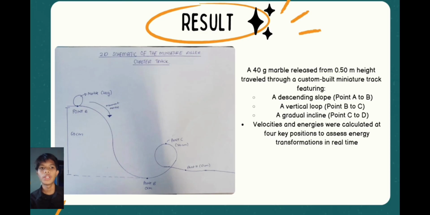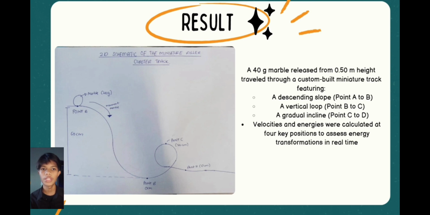Okay, so here is what went down when we actually ran the test. We dropped a marble from a height of 0.5 meters. That's point A. From there, it rolled down a slope to point B, shot through a vertical loop to point C, and then climbed a bit to point D. So the track had four main checkpoints.